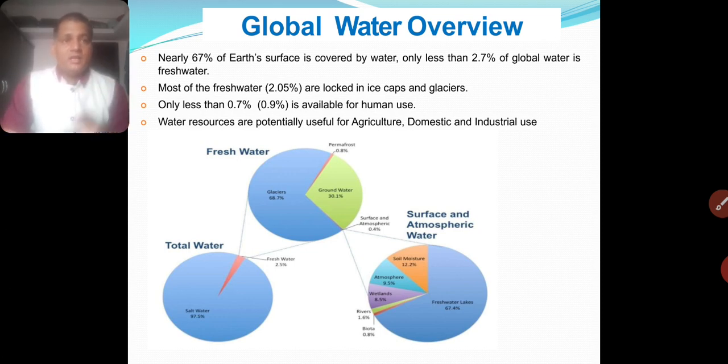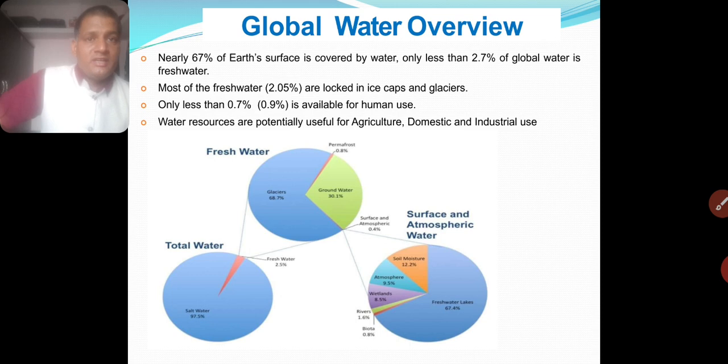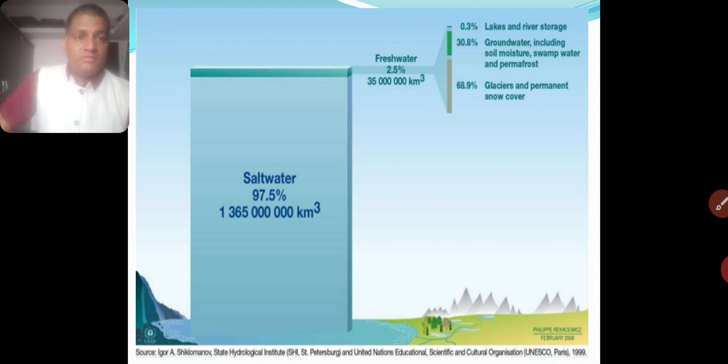But out of that, 2% is in the form of ice, and 0.8 to 0.9% of water is in the form of fresh water, which we are consuming from lake water, river water, dam water, even groundwater. So that much water we have to secure, we have to protect, and we have to keep it from being polluted by other pollutants. That is what we have to do for the conservation of our resources. So this is the picture which we have just explained.